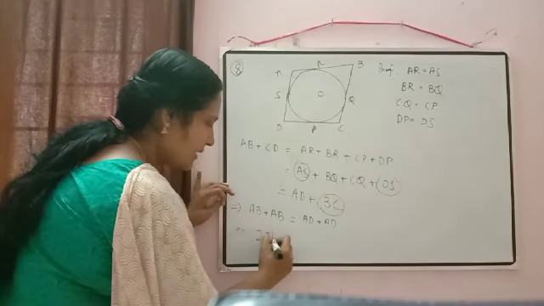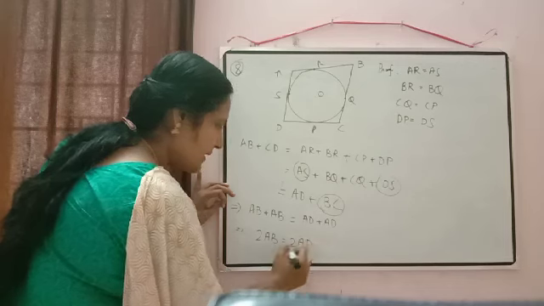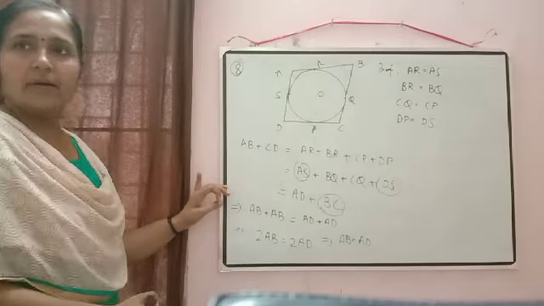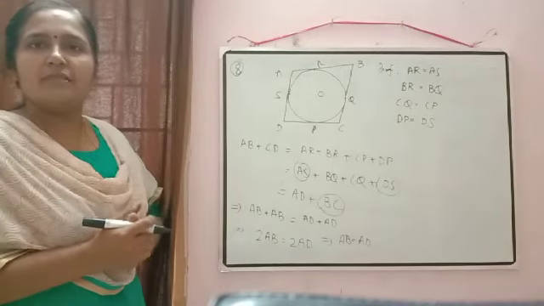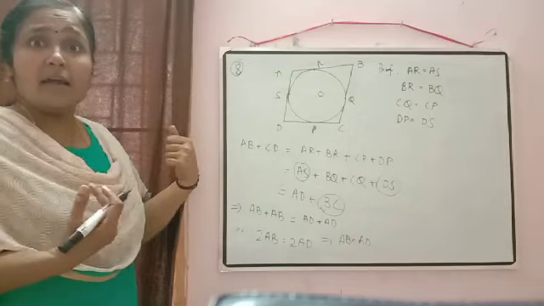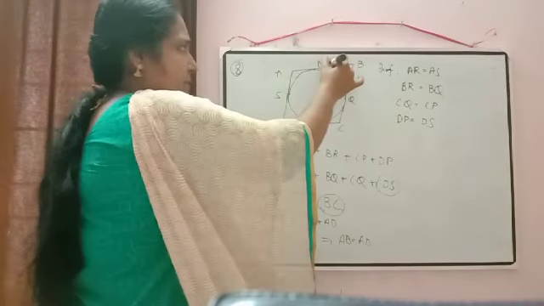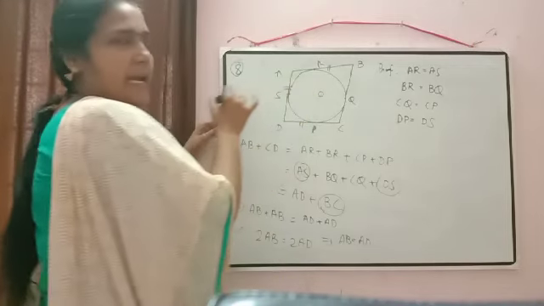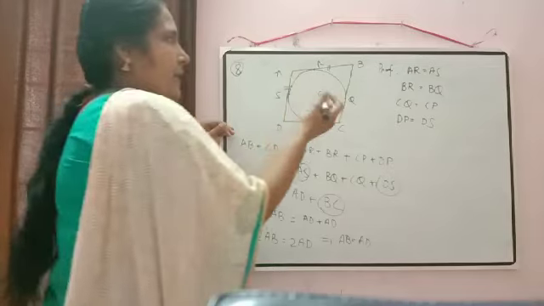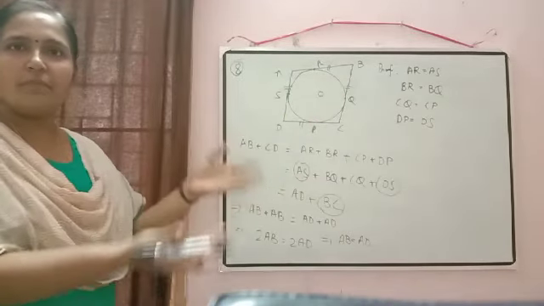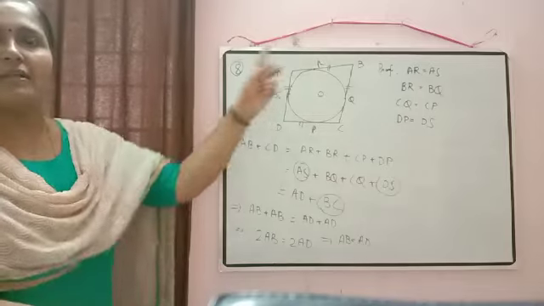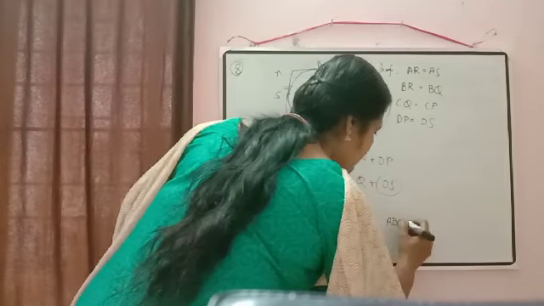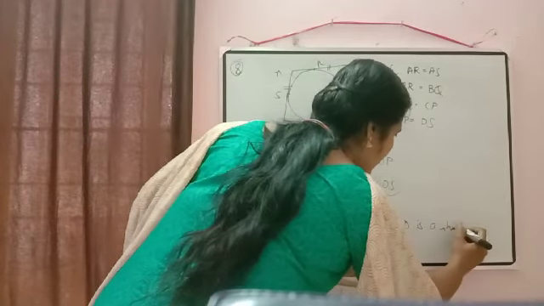AB plus AB is 2AB is equal to 2AD. So 2 and 2 will get cancelled. What we will get here? AB is equal to AD. AB is equal to AD means what? We got adjacent sides are equal. Correct? We know AB is equal to CD. Just now we proved AB is equal to AD. And AD is equal to which side? AD is equal to BC. So what we proved by proving this one? We proved all sides are equal. So if all sides are equal means it is a rhombus. So therefore ABCD is a rhombus.